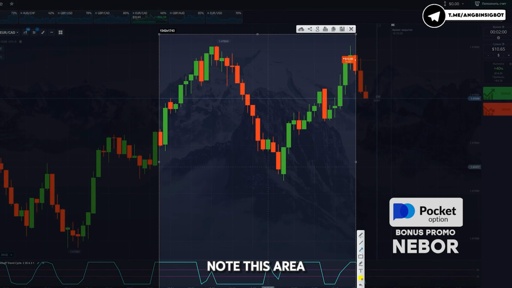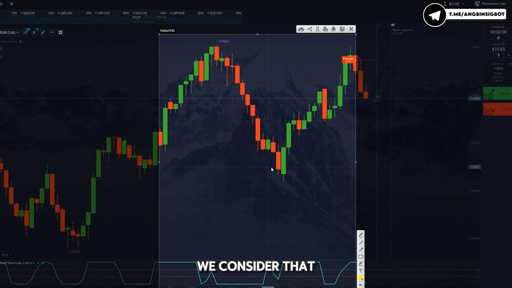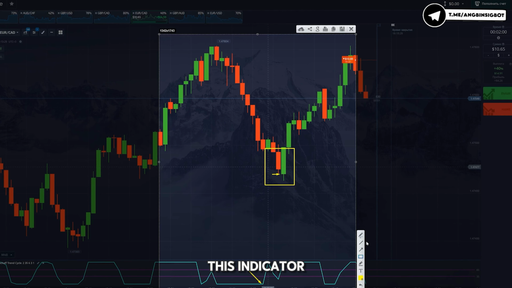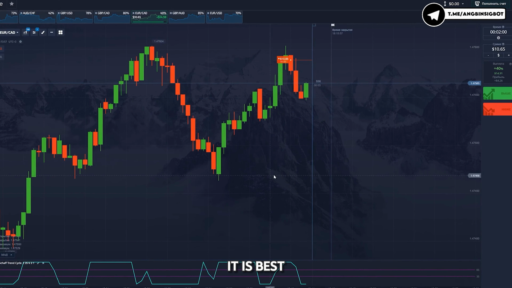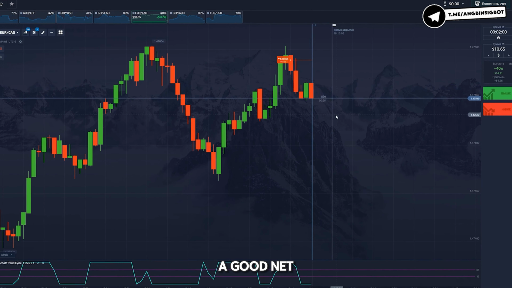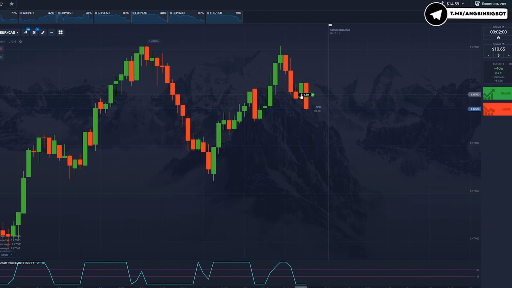Let's note this area. We can clearly see that there was a declining trend here. And if we consider that we enter at the end of the candle, plus when the indicator rises a little, we would be able to make a good profit here. I also want to mention that it is important to consider this indicator. I believe this myself and have checked it several times. It is best to combine it with other strategies, particularly I use technical analysis. By the way, friends, we are making a good net profit from this trade, and our balance is already $14.59.